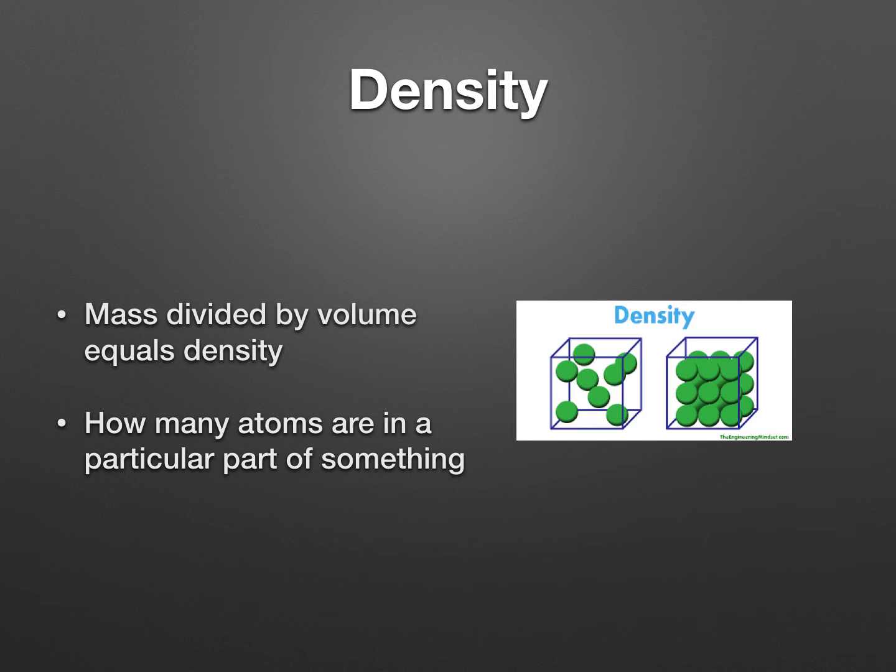So if there's a lot of atoms in something, it's really dense. If there's not a lot of atoms, not so dense. For example, the air is a lot less dense than your desk.